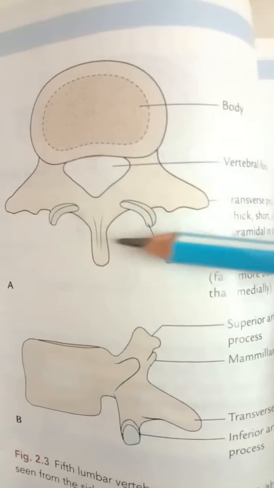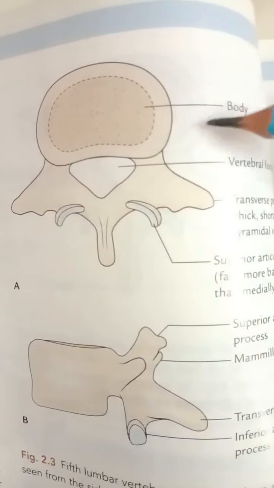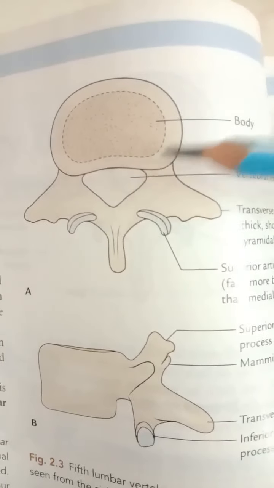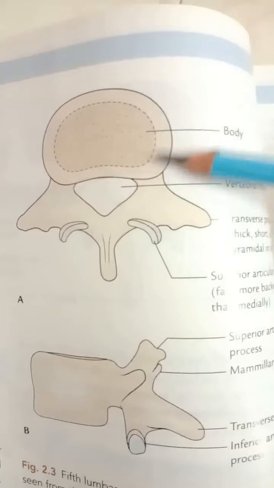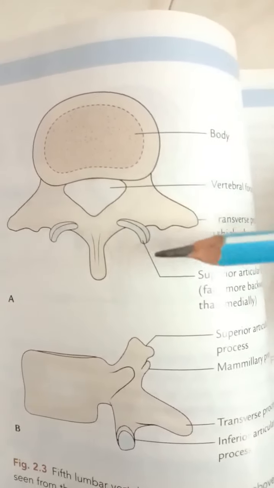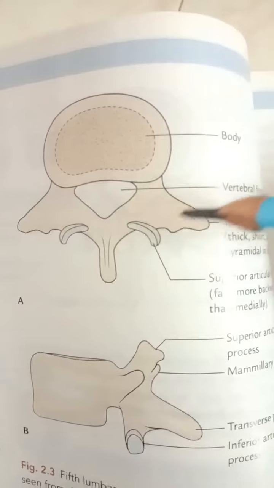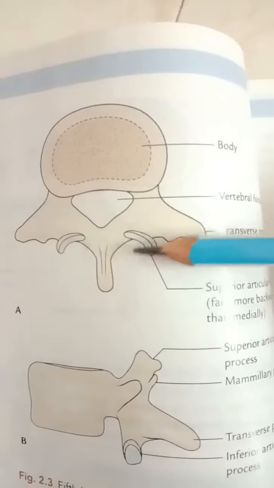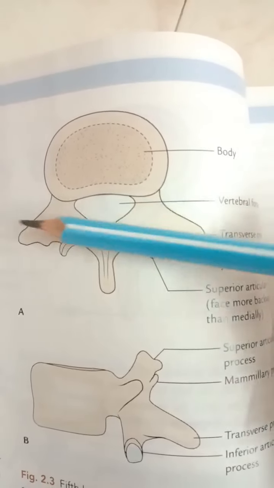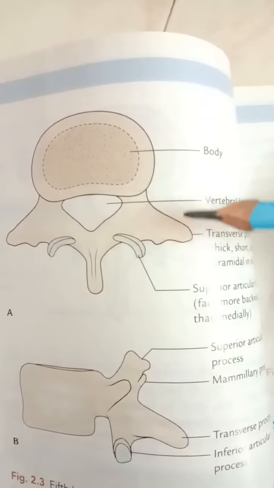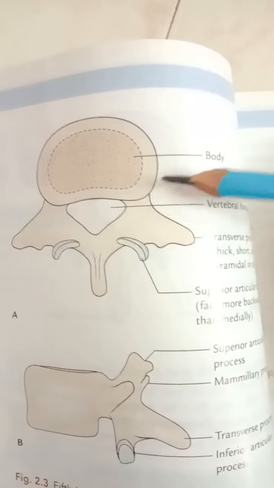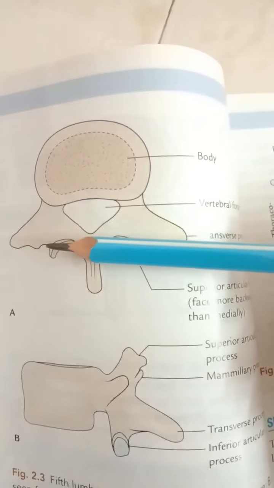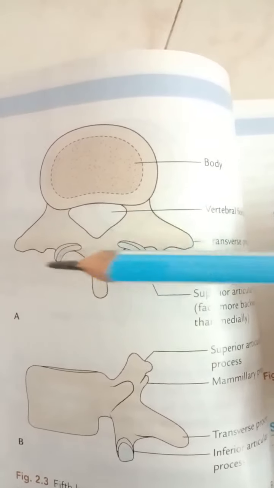Then let's see the fifth lumbar vertebra. The fifth lumbar vertebra is an atypical type of lumbar vertebra, so it has some special features compared to the typical vertebra. These features are, first, the transverse process. The transverse processes are thick, short and pyramidal in shape. So here you can see, and their base is attached to the whole thickness of the pedicle, and it encroaches on the side of the body.